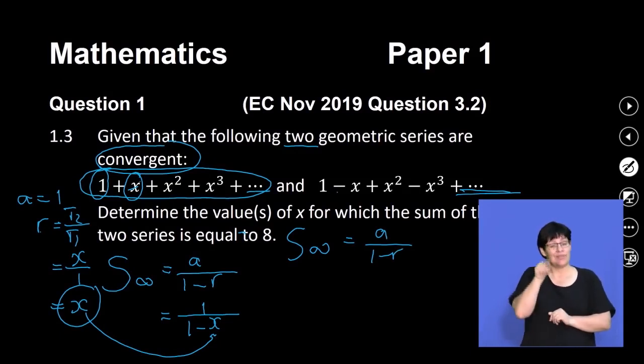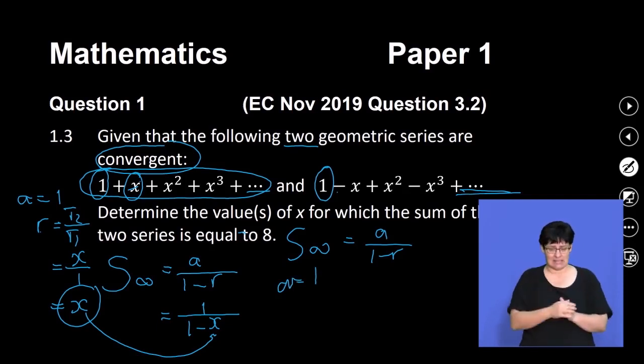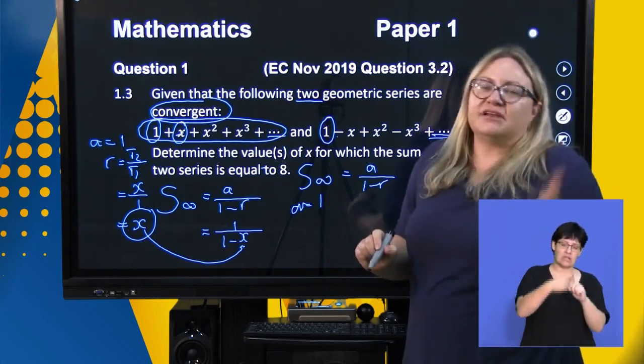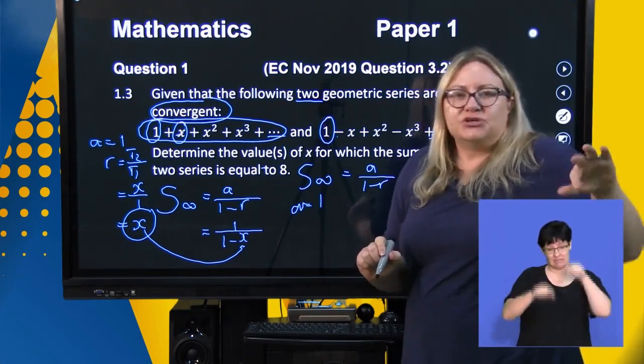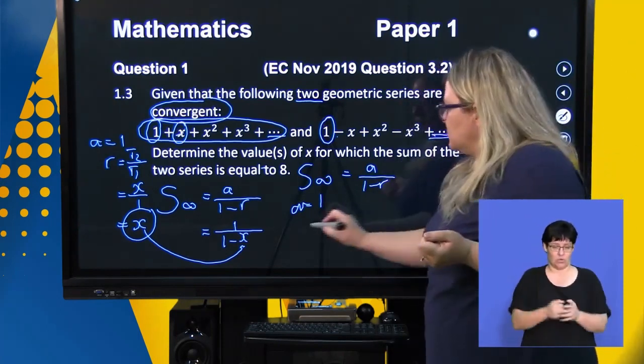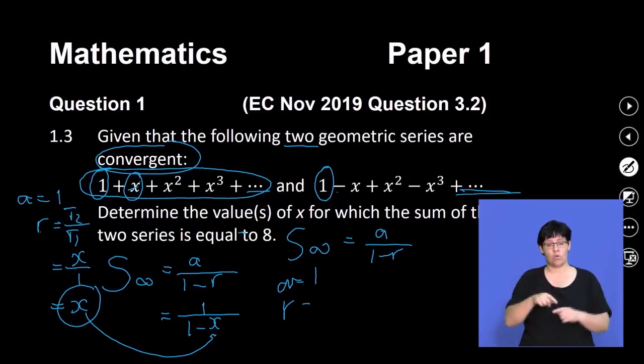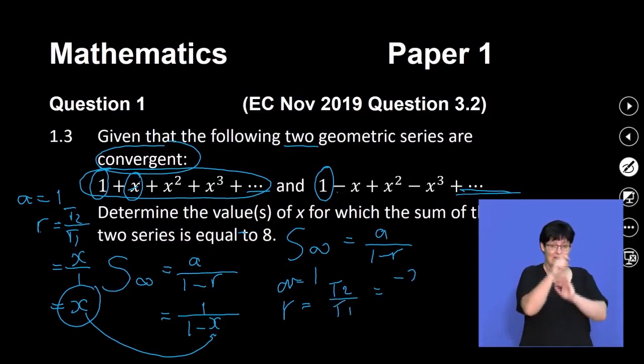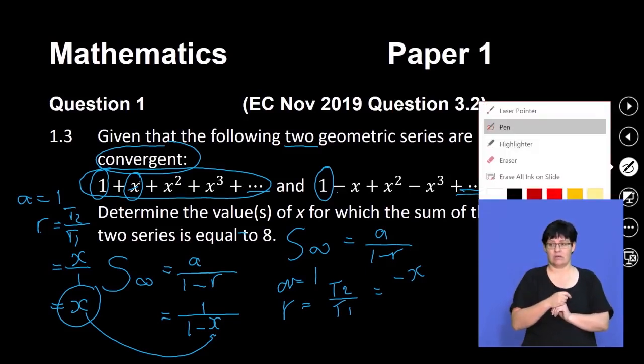For this series, a is equal to 1 again. Now we have to be a little bit careful. This is a series that goes positive, then negative, then positive, then negative. So it's going up and down before converging to a certain value. So our ratio is actually going to be negative here. We're going to do term 2 over term 1, and that is negative x.